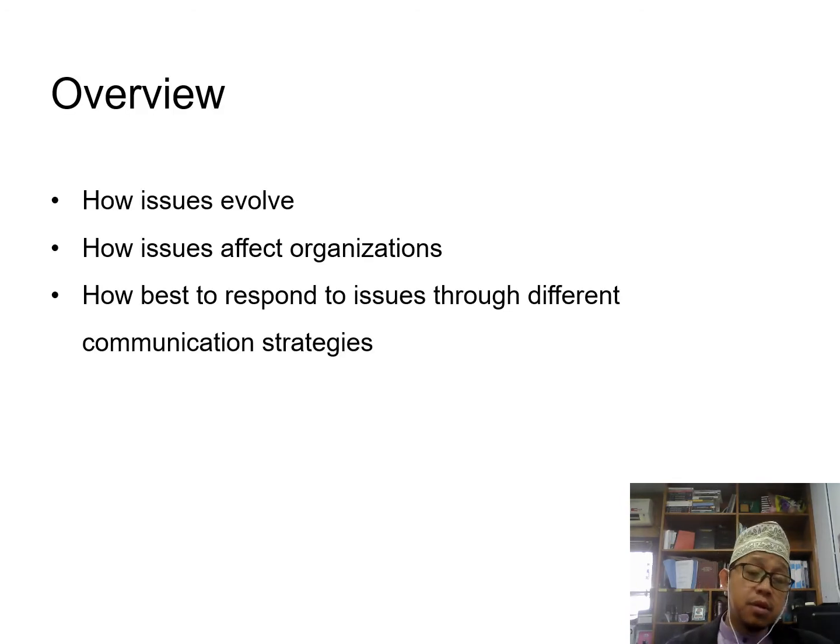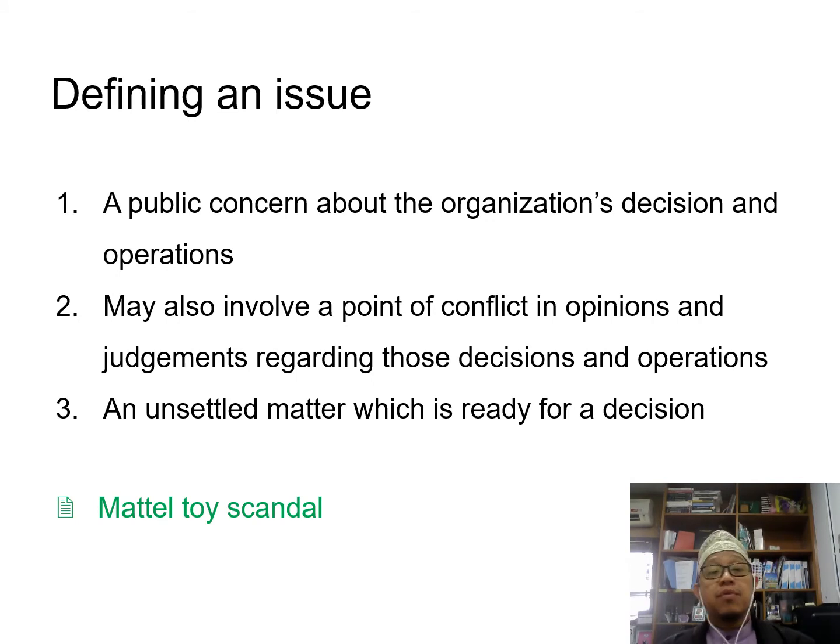So in this chapter, we'll talk about how issues evolve and how issues affect organizations, and how best to respond to issues through different communication strategies. First of all, let's define an issue. An issue is a public concern about the organization's decisions and operations. It may also involve a point of conflict in opinions and judgments regarding those decisions and operations. And the third one is an unsettled matter which is ready for a decision.